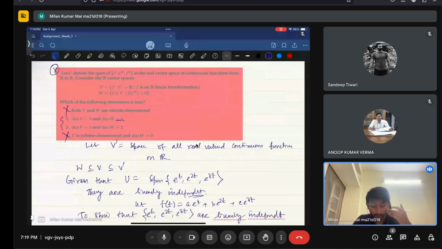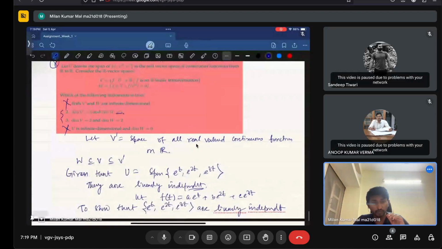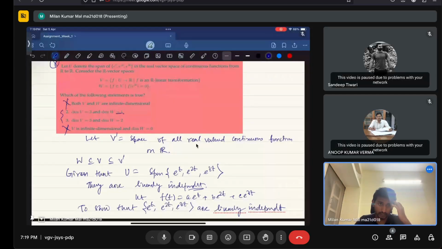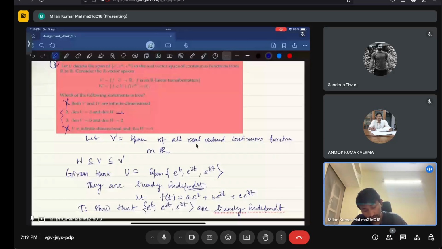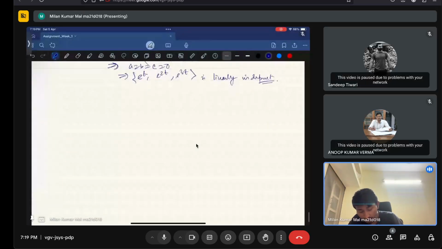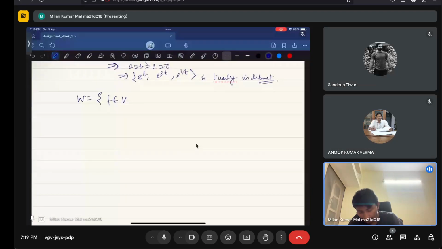Dimension of W is 2, because why is the dimension of W 2? Because all those functions which annihilate the last term. Just let me go to what is W. It is given W is equal to all those functions f belongs to V such that f of e to the power 3t equals to 0. So that means we have a basis.